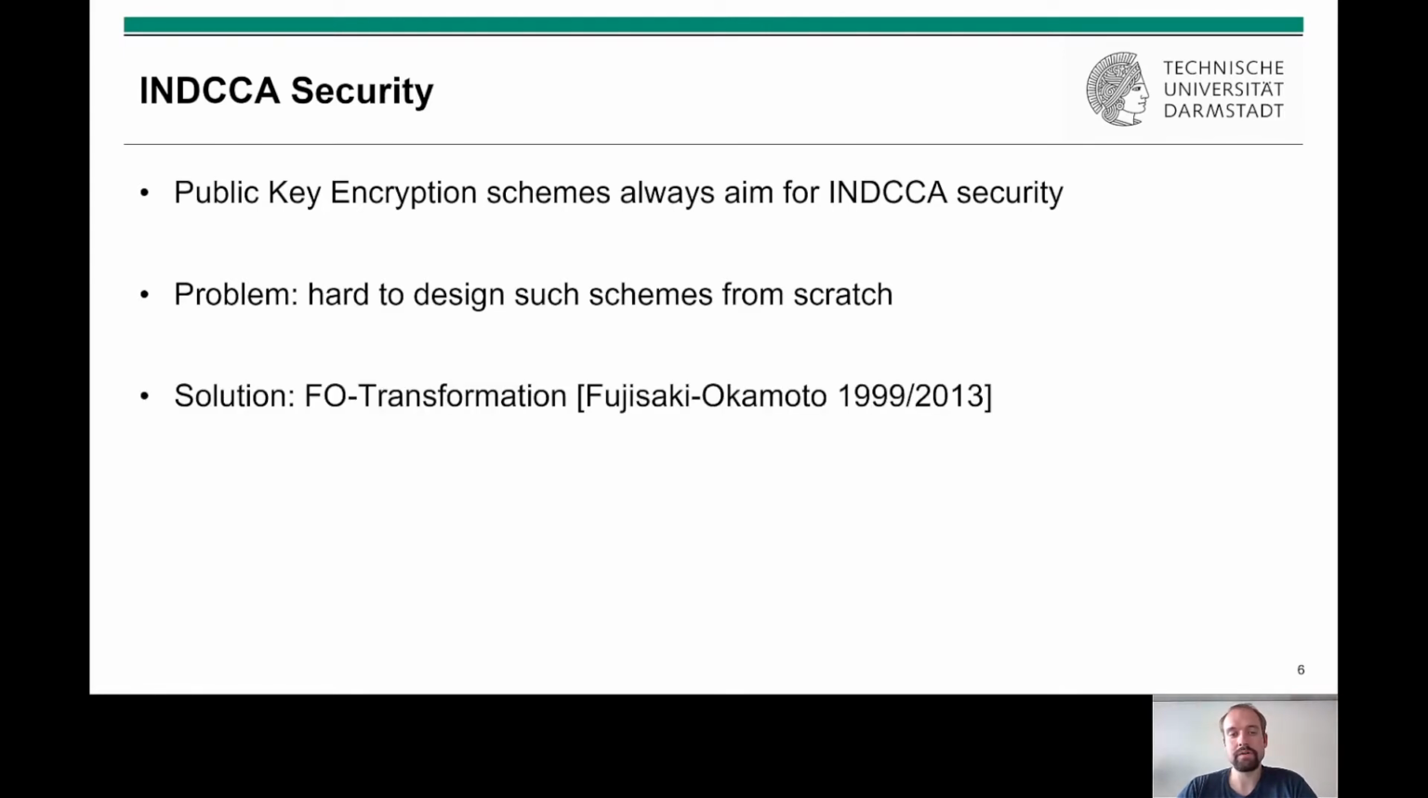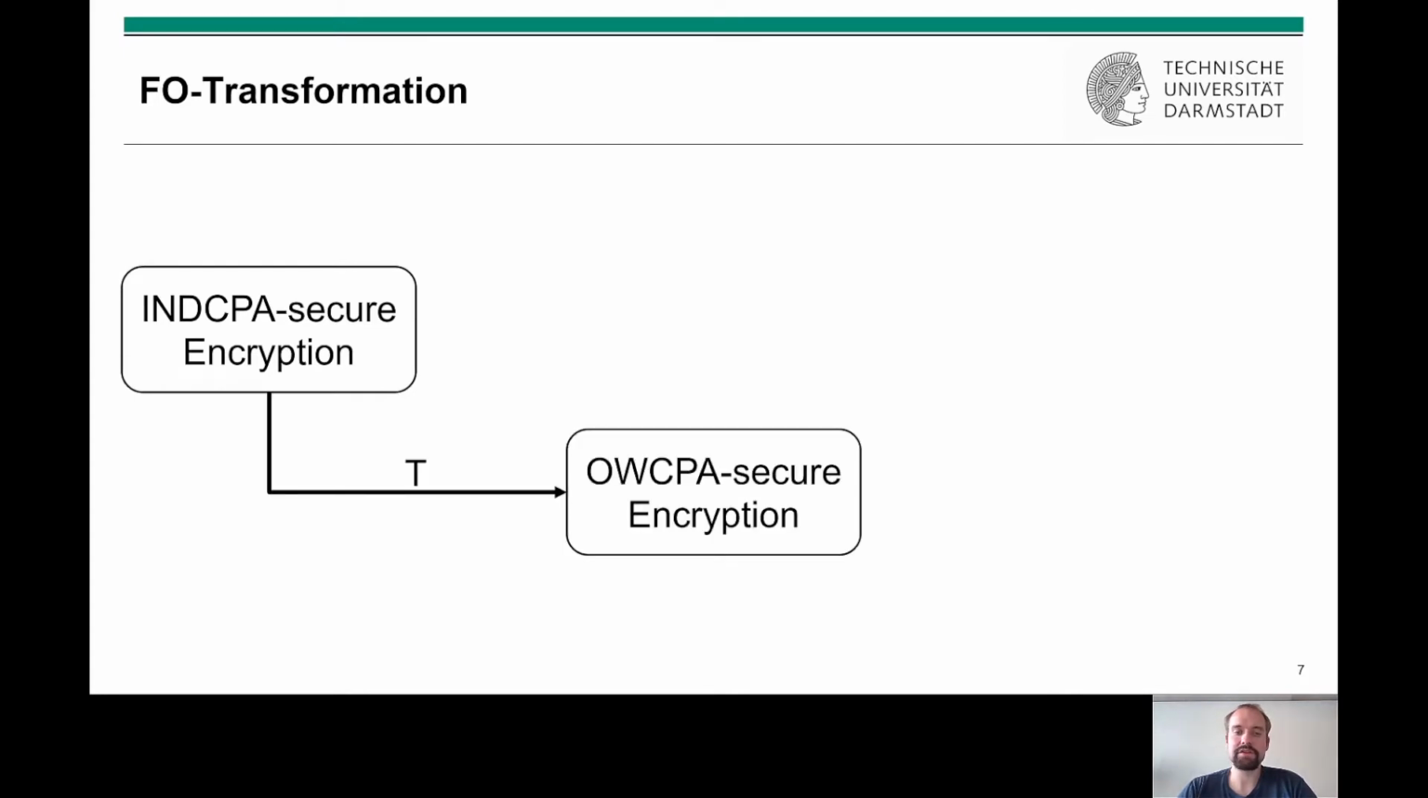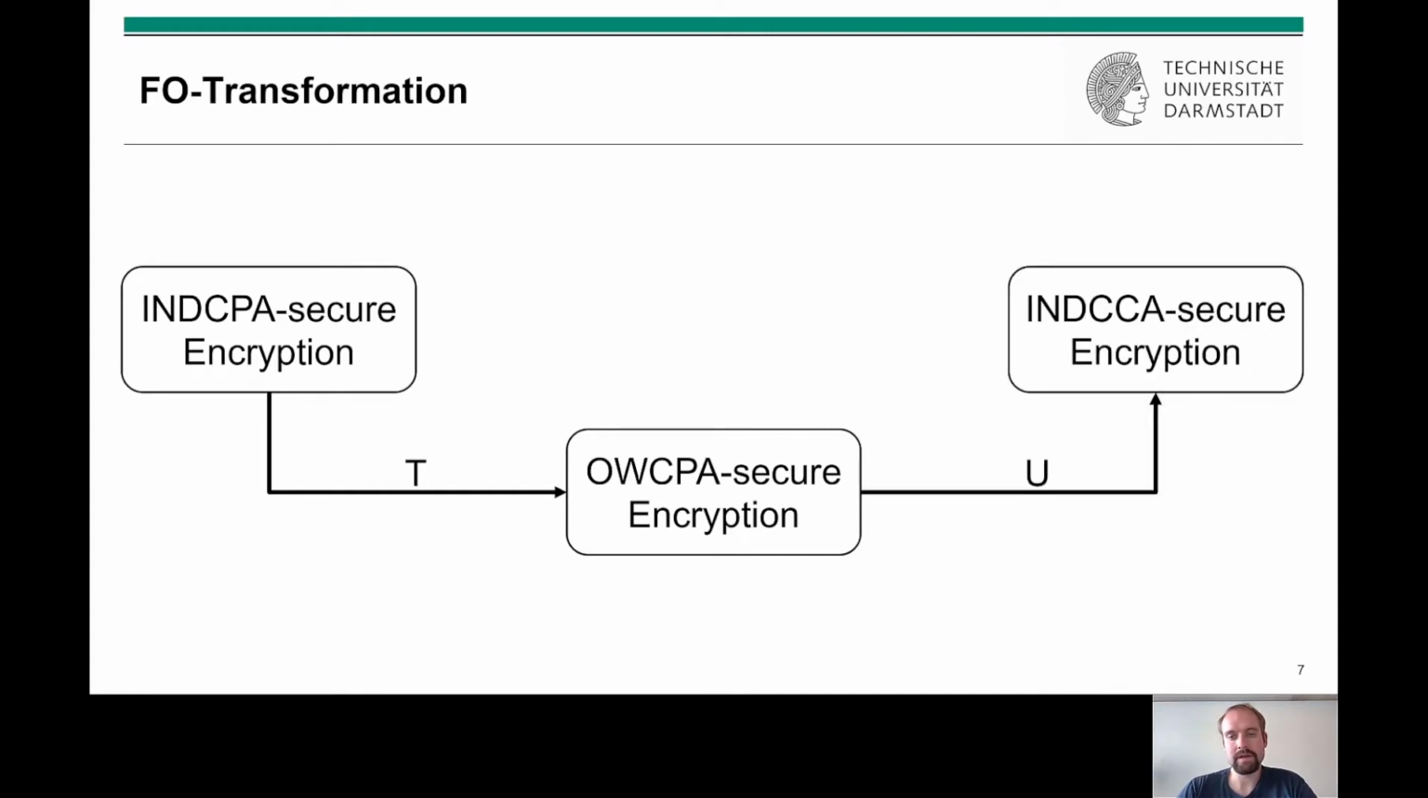Luckily, there's a solution proposed by Fujisaki and Okamoto in 1999, which is called the Fujisaki-Okamoto transformation. This transformation takes an IND-CPA secure encryption scheme, and via a first transformation T, transforms this scheme into a one-way CPA secure encryption scheme. Then via a second transformation, it transforms this one-way CPA secure encryption scheme into an IND-CCA secure encryption scheme. So for all the schemes we want to design, we need to focus on proving them IND-CPA secure, and then we can achieve IND-CCA security using this Fujisaki-Okamoto transformation.